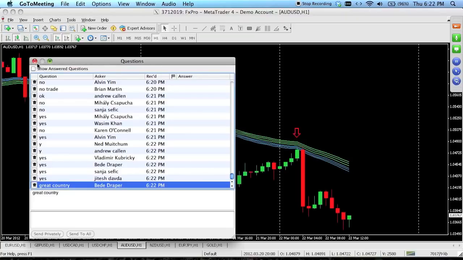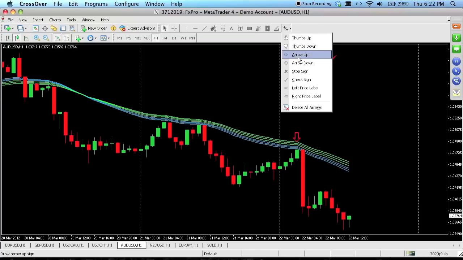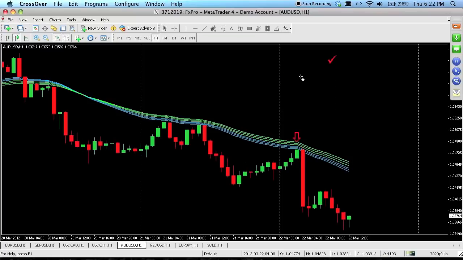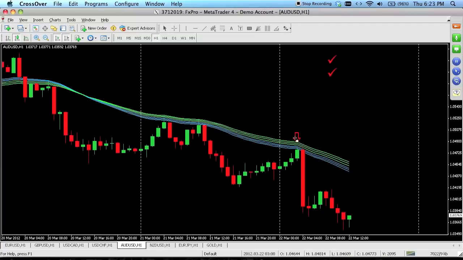Now take a look at Aussie dollar right here. We have our first touch right here. What things do we need to check? Is it congested? No, we can see through clearly. Check. Do we have our towers? We're in an uptrend, so we're going to look for higher lows. We have one, we have two, we have three. Check. Did we close outside of the MA onto this side? No. Check. All criteria match.